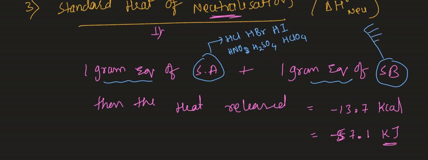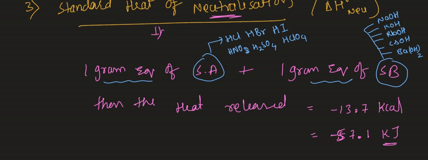Strong bases: how to identify them? There are a total of 5 strong bases. Those are sodium hydroxide, potassium hydroxide, next rubidium hydroxide, next cesium hydroxide, and the last one is barium hydroxide. These are our strong bases. Apart from that, whatever the remaining examples you get, you can consider them weak acids and weak bases.